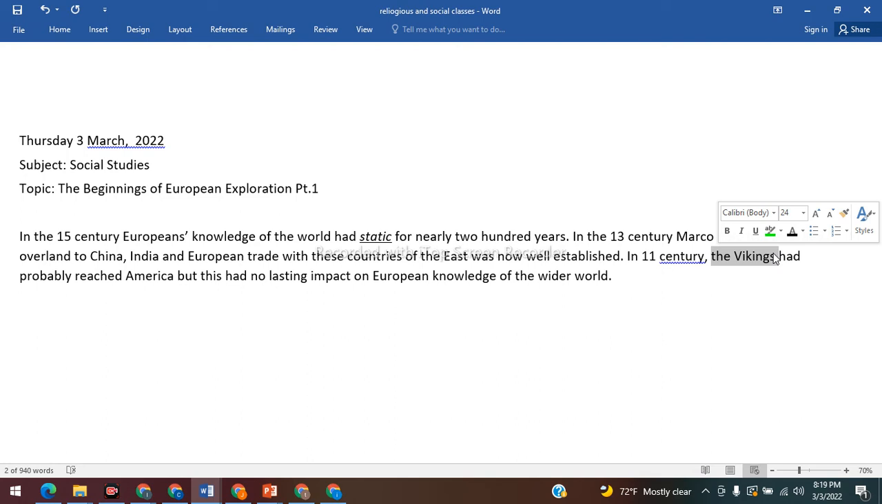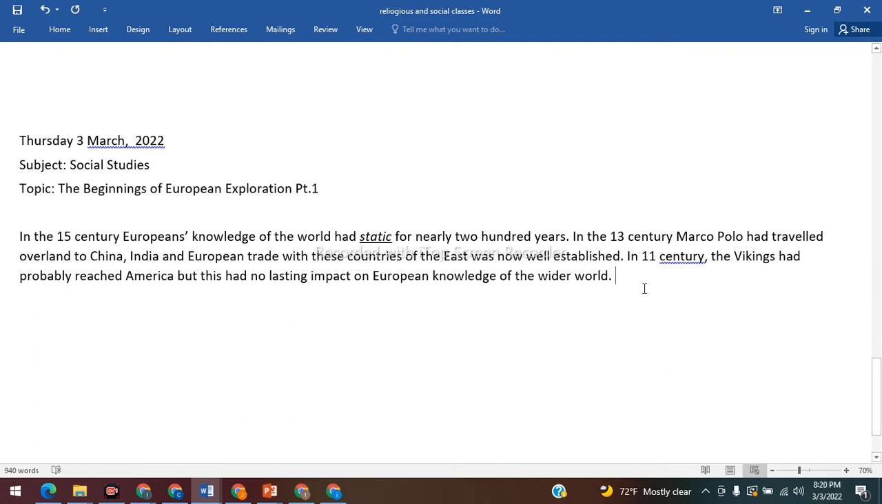It wasn't like a big significant thing like how it was with Christopher Columbus or, say, the other explorers when they arrived. I don't know why, but for some reason, the Vikings reaching America didn't really affect European knowledge. Maybe they didn't popularize the message as much, but it didn't really have an impact on European knowledge of the wider world, even though they arrived there. So the question is why?